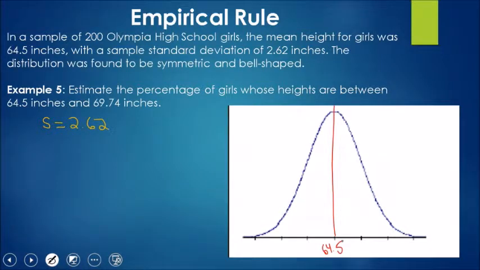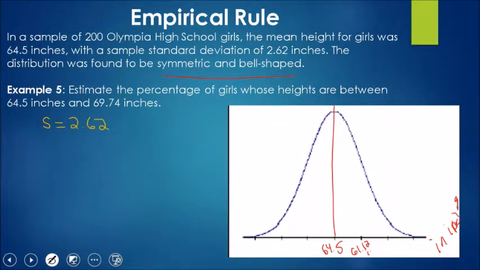Well, we're going to add and subtract that standard deviation to figure out where the other points on this bell-shaped curve are. It says the distribution was found to be symmetric and bell-shaped, which is why we're allowed to use the empirical rule for this example. 64.5 plus 2.62 is 67.12. And this is all in inches. I'll put that over here so I don't have to write it down.